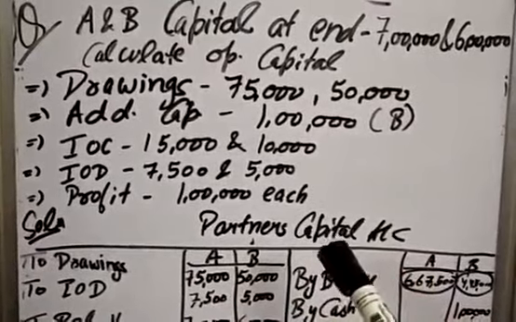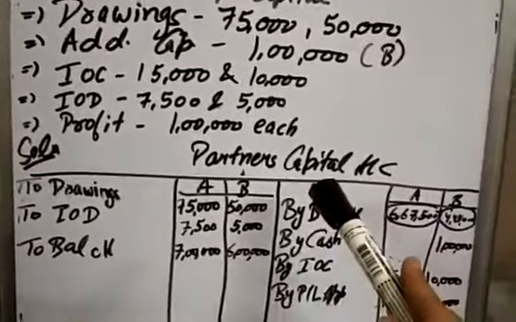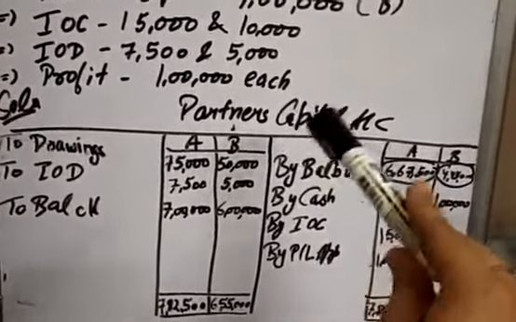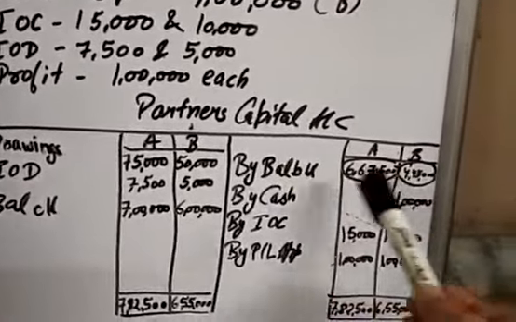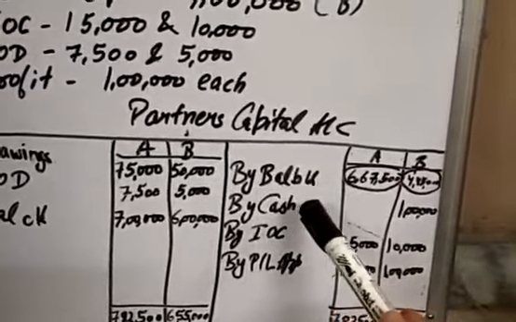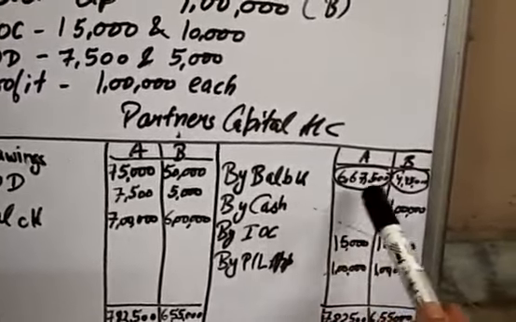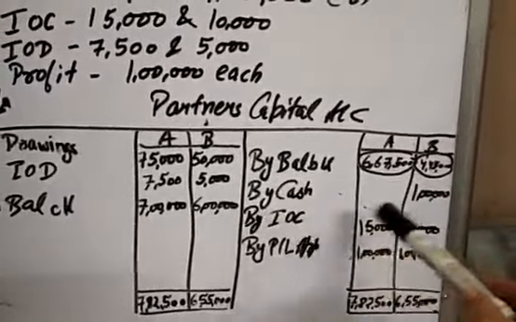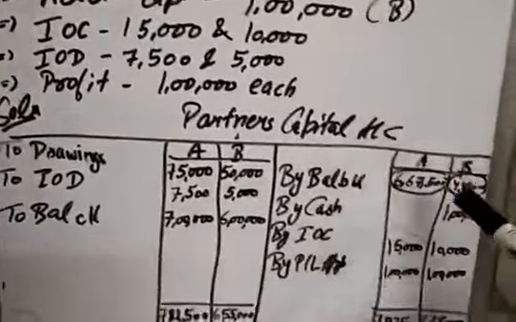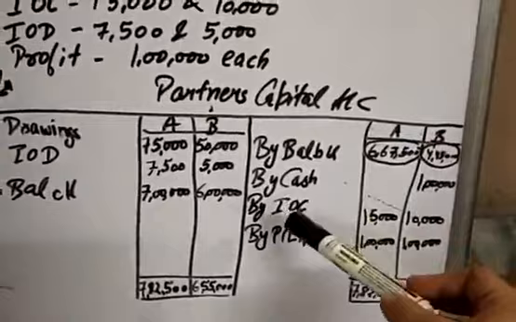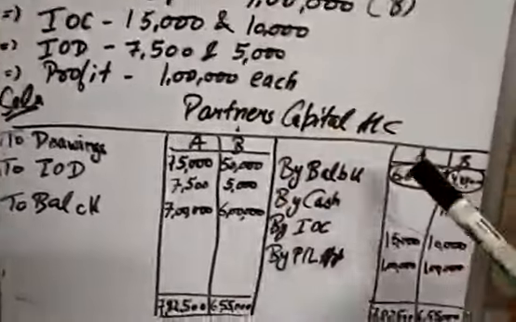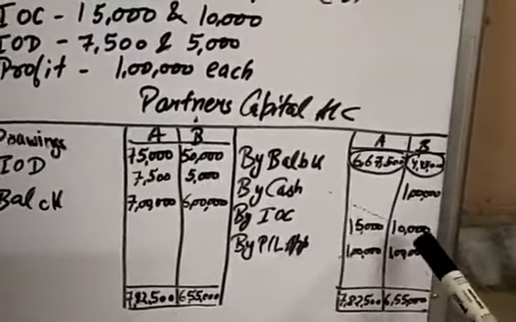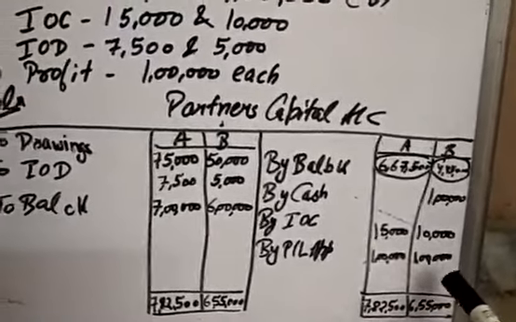I am doing this question by drawing the partners' capital account. You can do it in any of the methods I have explained. First of all, no opening capital is given, so it will be left blank. Next, by cash 1 lakh. This is additional capital brought by B. Next, interest on capital 15,000, 10,000. This is a profit for the partner. You will write it down on the credit side of the partner's capital account.